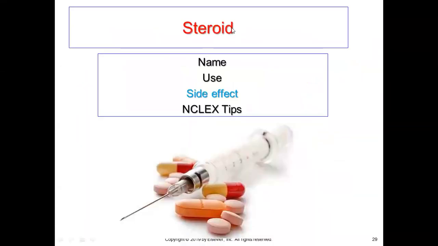So here I'm going to talk about the steroid in the part of the pharmacology. And here we are going to focus on the drug's name and the common indications or uses of steroids, common side effects, and also nursing implications or interventions. And also we will figure out the NCLEX tips. What are the common areas NCLEX asks?